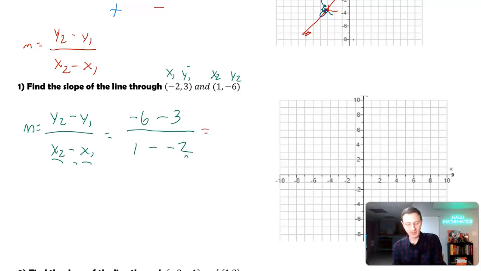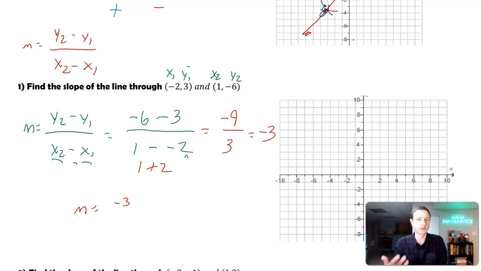Now let's subtract the top. -6 minus 3 is -9 over 1 minus a -2. That's going to become 1 plus 2, because minus a -2 is 1 plus 2, that's 3. So we get negative 3. Our slope then is negative 3. And if you wanted to see how that would translate to an actual graph, this would be negative 3 over 1, technically. So that means you would go down 3, because the top number is negative, and to the right 1. So you go down 3 and to the right 1.